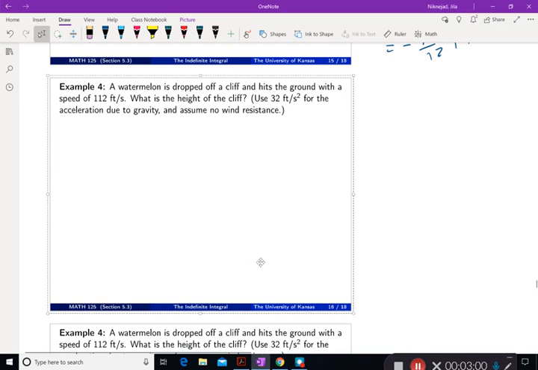Example 4. A watermelon is dropped off a cliff and hits the ground with a speed of 112 feet per second. What is the height of the cliff? You need to use 32 feet per second squared for the acceleration due to gravity, and assume there is no wind resistance or any drag.